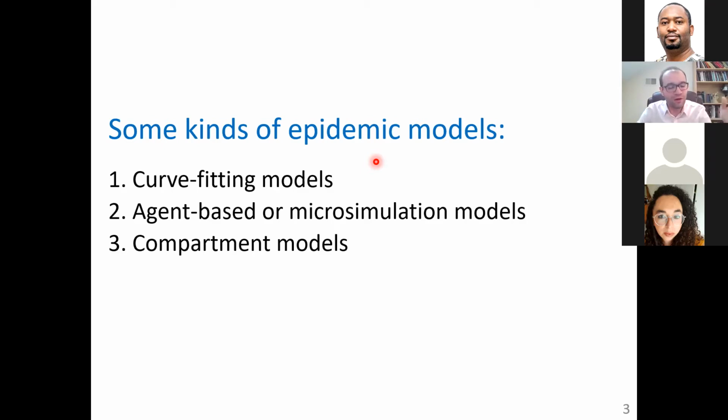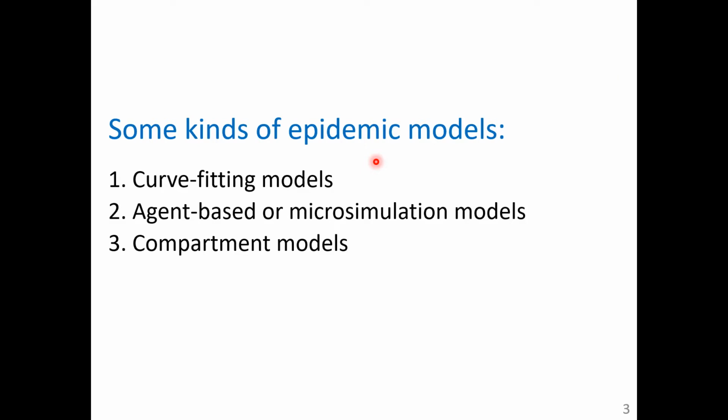Compartment models, number 3, are actually older. They're equation-based models. They're over 100 years old. And they do the same thing as agent-based models in a sense, except that they don't track individuals, they track compartments or subpopulations. So they ask the question, okay, how many susceptible people are there at a given time? How many infectious? How many recovered from infection? And then they track the changes in the sizes of those compartments as the model evolves.